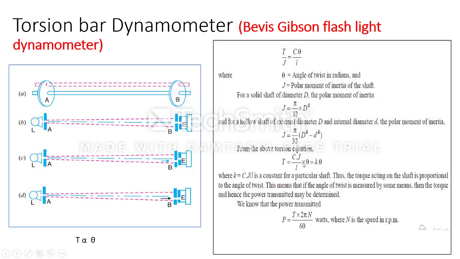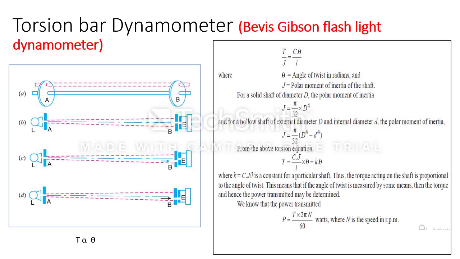So from the above equation, if you know the theta, we can calculate the power. The power formula is 2 pi N T by 60, where N is nothing but the speed in RPM. So this is nothing but the principle or the theory behind the torsion bar dynamometer. Next is how it works, or what is the working principle behind this.